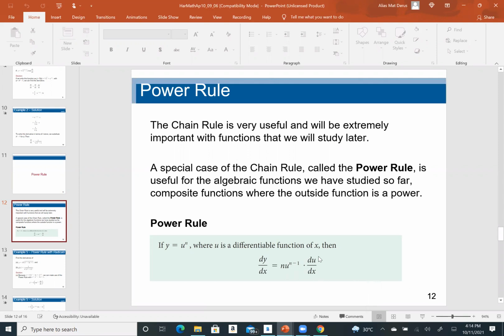You have du dx. That means you have to take the derivative of u with respect to x. The simple power rule, you don't have that. You multiply n with x raised to the power n minus 1. But here, since it's u, which consists of some terms in x, you have to take another term, the derivative of u. So you can call it u prime. It's the derivative of u with respect to x.